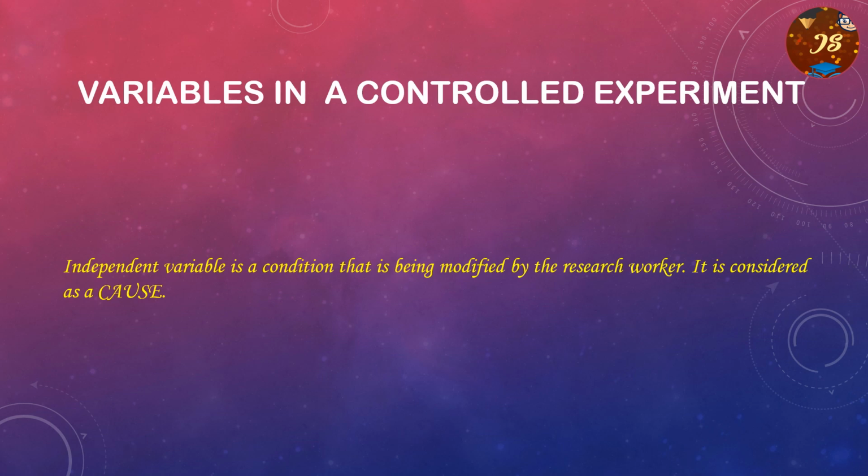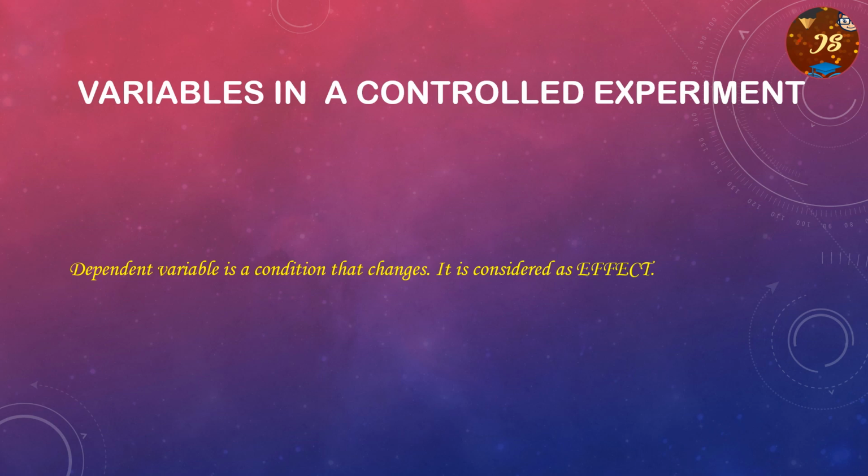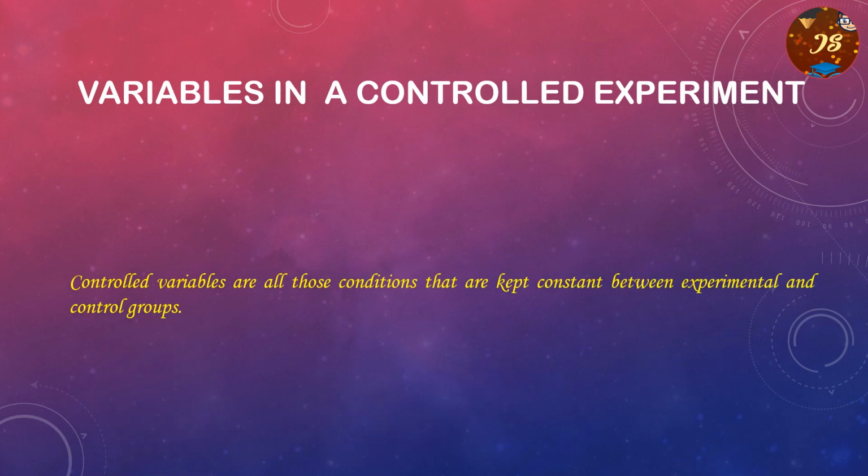Now, the independent variable is a condition that is being modified by the research worker. In this case, it is the drug. The research worker can alter the amount of the drug to be given, the frequency of the drug to be given. So it is considered as a cause which may alter the heartbeat of the person. Now, the dependent variable is a condition that changes. In this case, that is the heart rate, and it is considered as the effect.